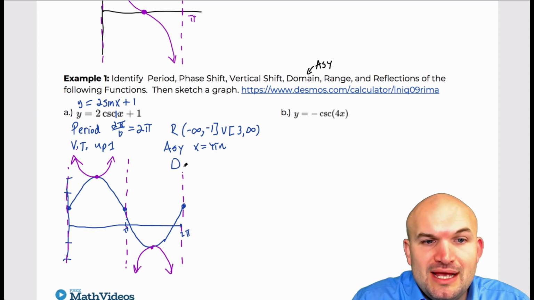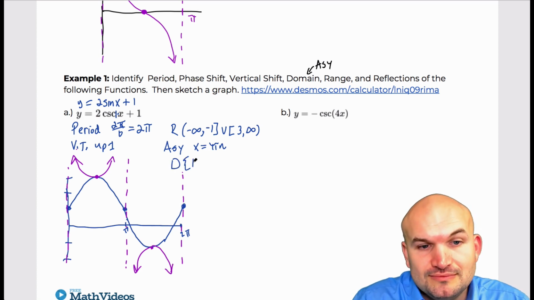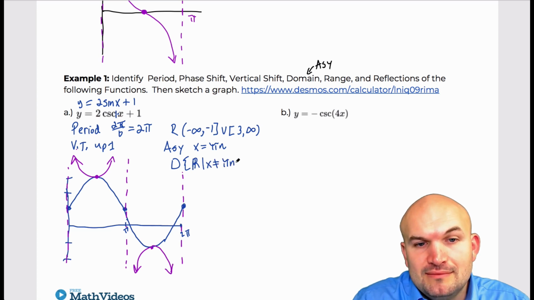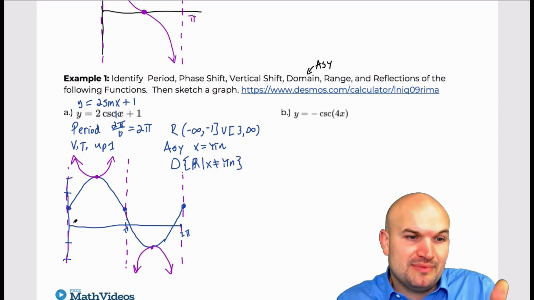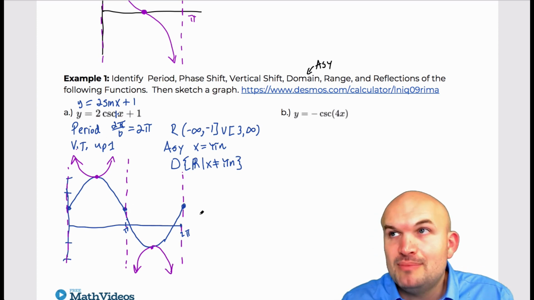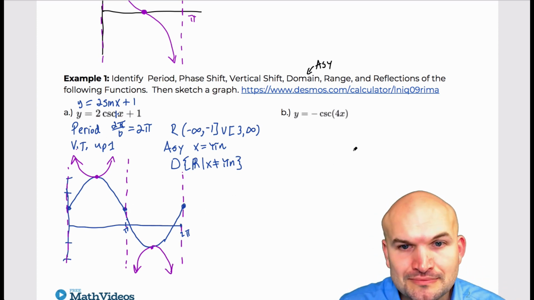So therefore, my domain is going to be all real numbers such that x cannot equal pi n. And again, we include that n to represent every single asymptote occurring pi distance away from each other.